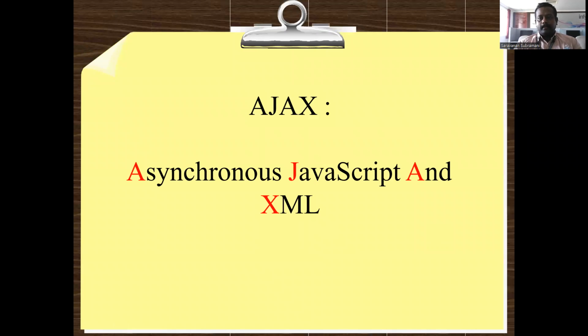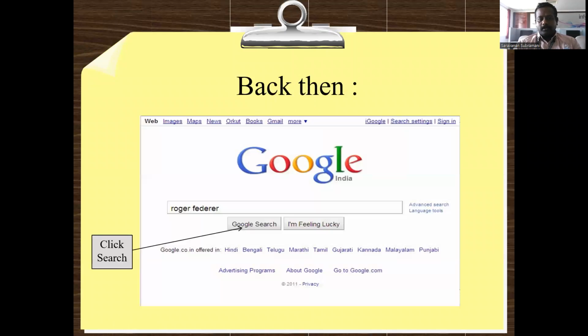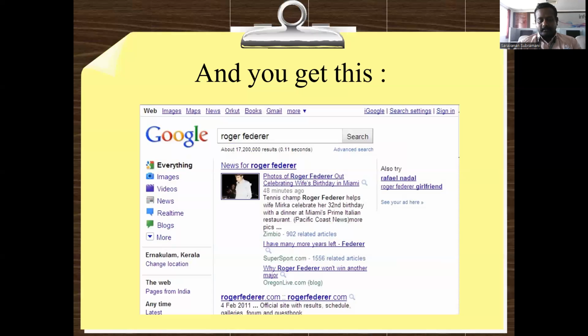Ajax is actually having an expansion like asynchronous JavaScript and XML. In the old days, with traditional web pages, whatever we needed, we had to type the content in the Google text box, and then click the Google search. That would do the searching activity in the search engine, fetch some related links and show us. This is what happened in the traditional cases, but now it's not like that.